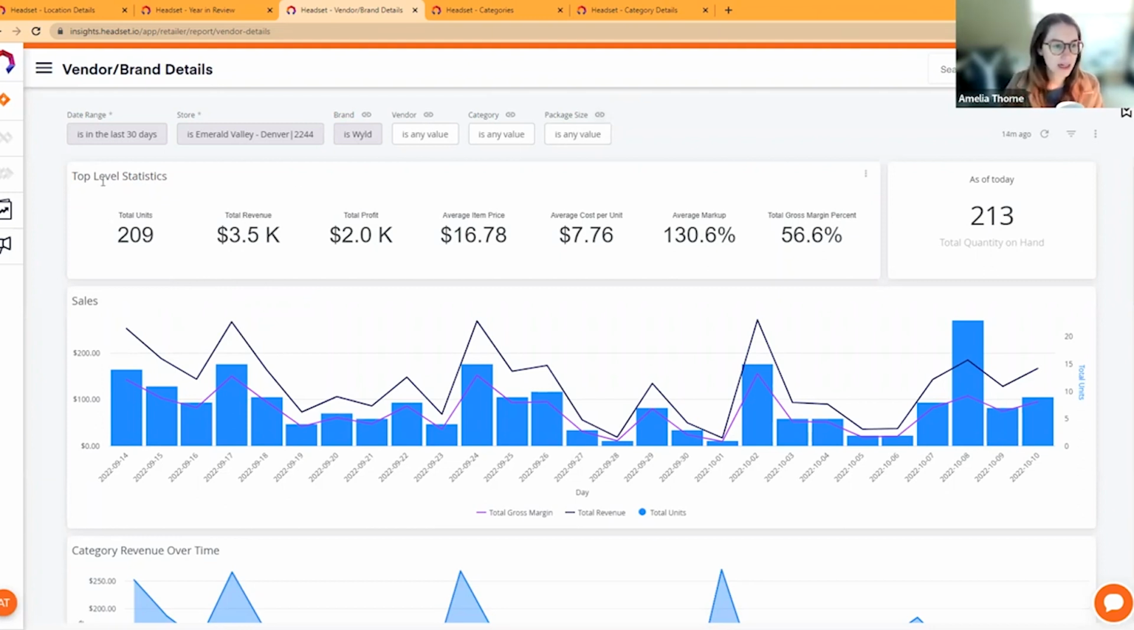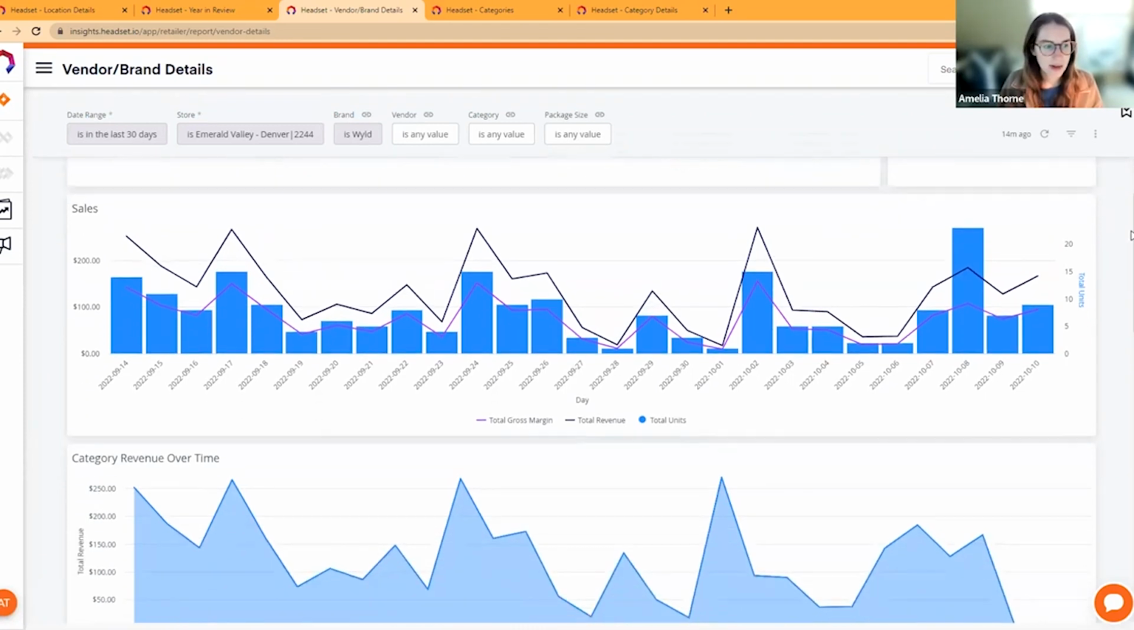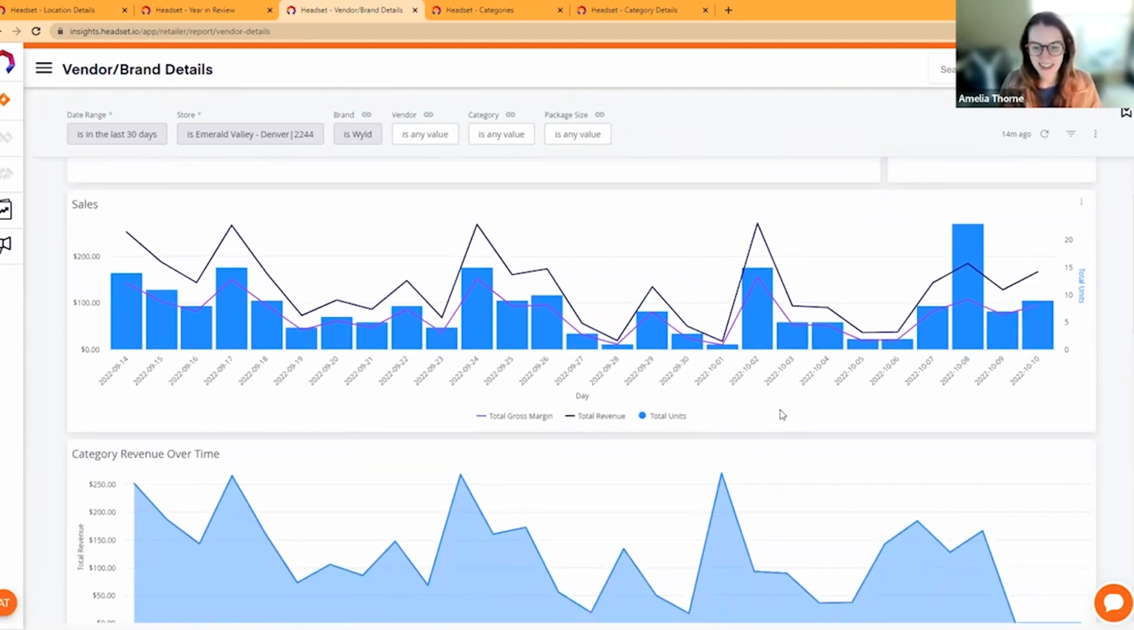So looking at Wild here, we have top level statistics. This is a pretty common thing amongst a lot of different Headset dashboards. We can see total units on hand, total revenue that it's brought in the last 30 days, how much profit that means, average item price, all that good stuff. We can see sales trends down here. Total units over time is going to be represented in this blue bar. And then we have total revenue and gross margin. Total revenue is in the dark blue, and then gross margin is in this purple.